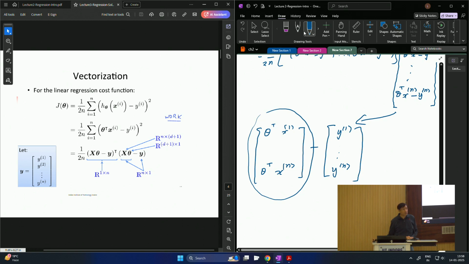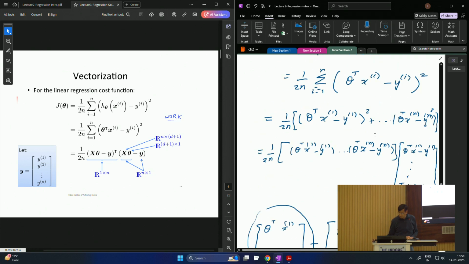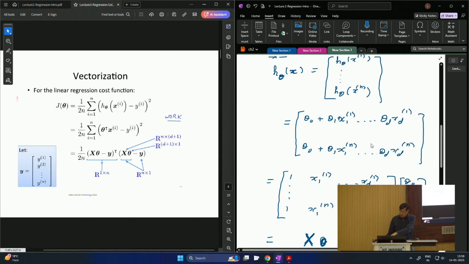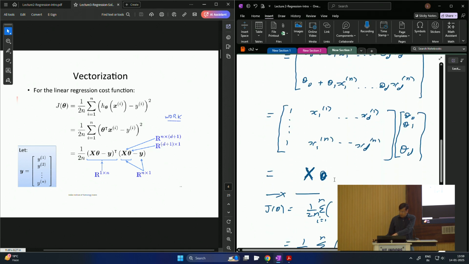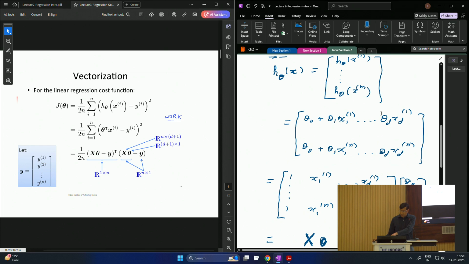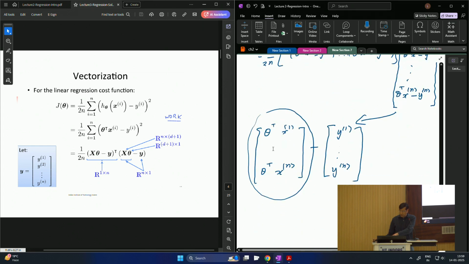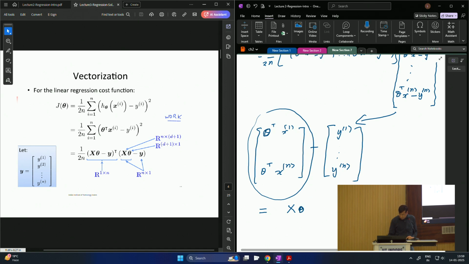Theta transpose x1 to xn. It is this guy, h theta x, which is nothing but capital X times theta. Can everybody see? Theta 1 to theta d added, the same thing is happening, theta naught plus theta 1 to theta d added for the xn point. So this is nothing but X theta. All the thetas are bold because they're all vectors, and so are the x's.